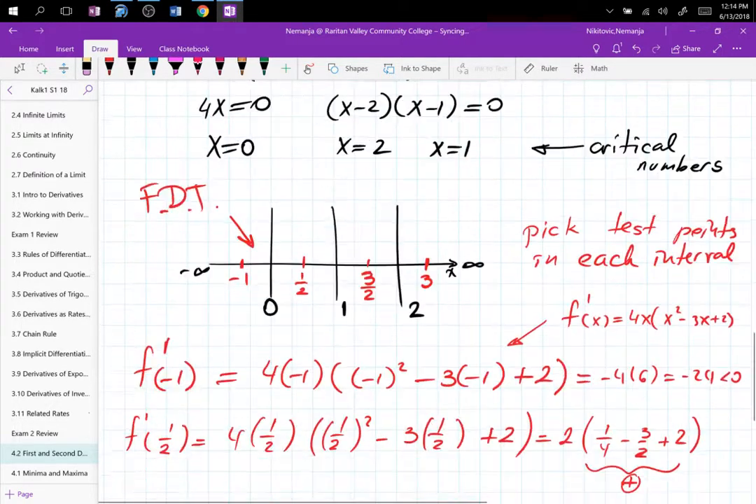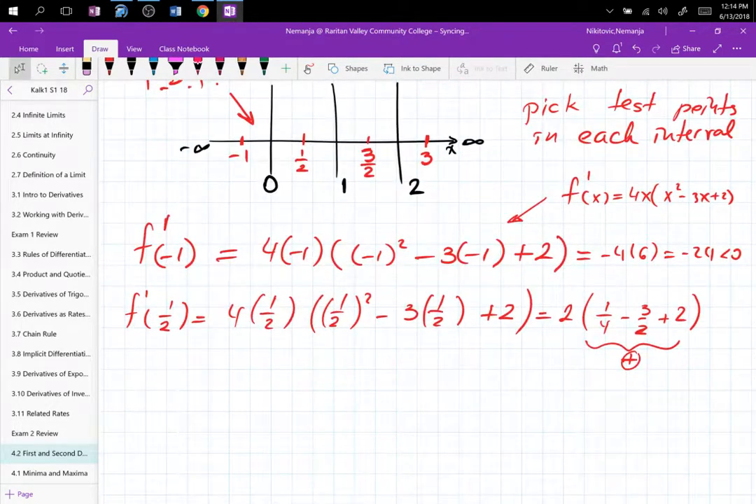Now, how do I know this is positive without calculating? Well, 2 is bigger than negative 1.5. And then I have to add a quarter to it. So it's positive. So positive times positive, this is bigger than 0. So the next part is increasing.